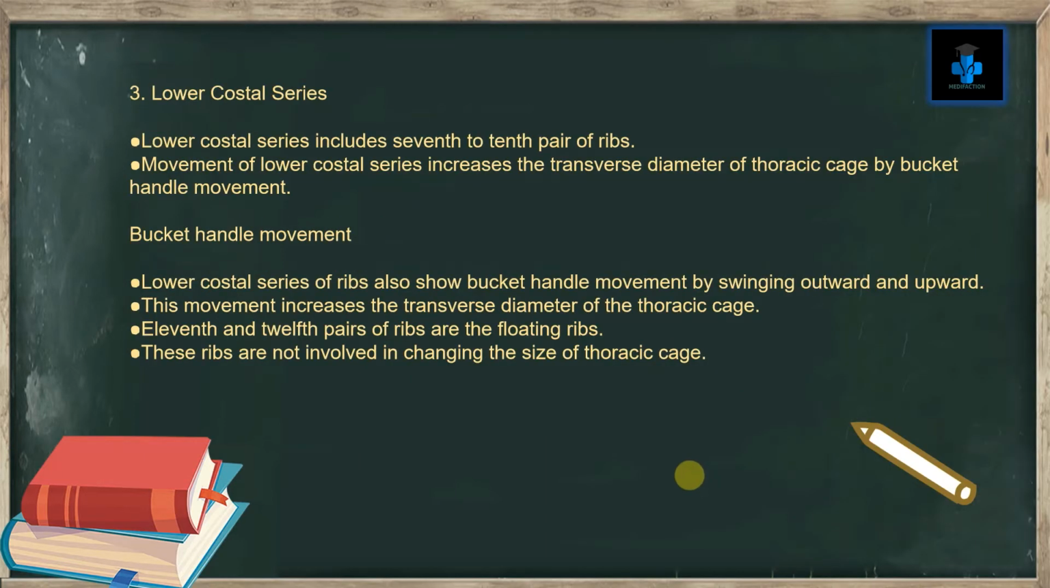Number three, the lower costal series. Lower costal series includes 7th to 10th pair of ribs. Movement of lower costal series increases the transverse diameter of thoracic cage by bucket handle movement. Bucket handle movement, as we said earlier, is similar here also. The lower costal series of ribs also show bucket handle movement by swinging outward and upward. This movement increases the transverse diameter of the thoracic cage. 11th and 12th pairs of ribs are the floating ribs. These ribs are not involved in changing the size of thoracic cage.